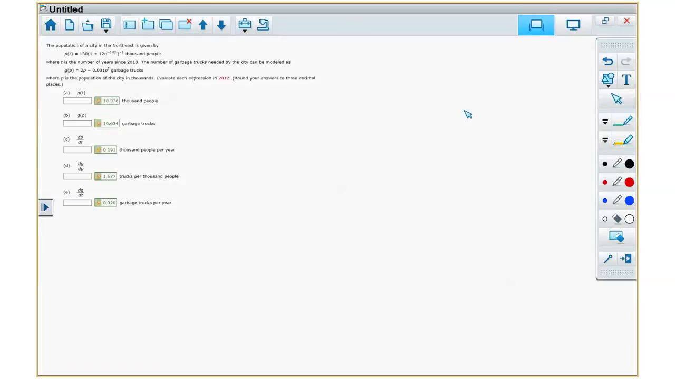So the first one, A, is going to be P of 3 is equal to 130 times 1 plus 12 e to the negative 0.02 times 3, which is 0.06, raised to the negative 1 power. Now, I want everybody in here to take your calculator and do that.